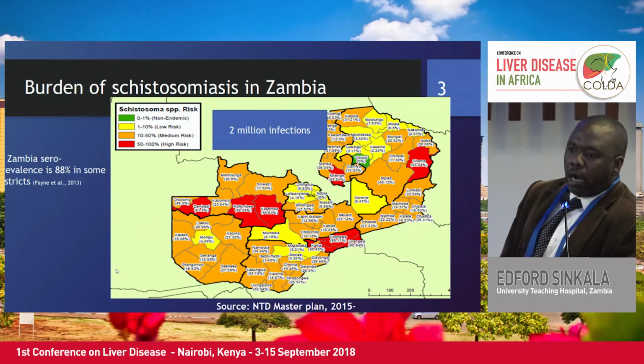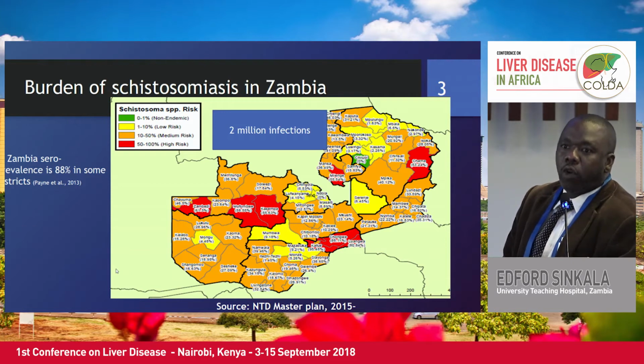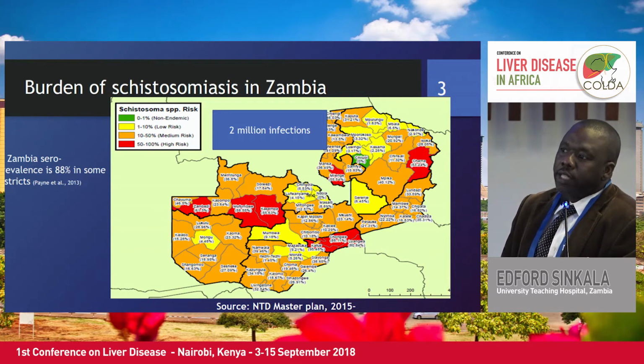How about my country, Zambia? It's quite a common disease entity, and this is the commonest cause of portal hypertension, even in our setup. Most parts of Zambia, especially the western part, are quite endemic for schistosomiasis. We see a lot of it in our area, and seroprevalence can reach as high as 88% in some districts, especially in the western part of the country.